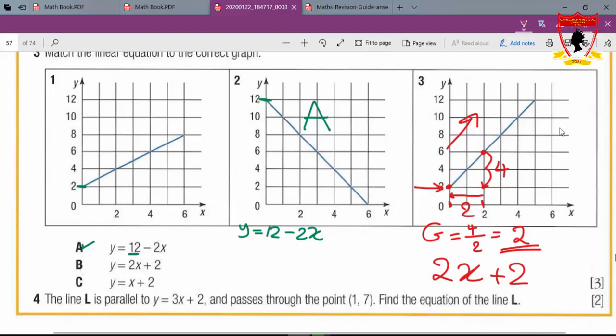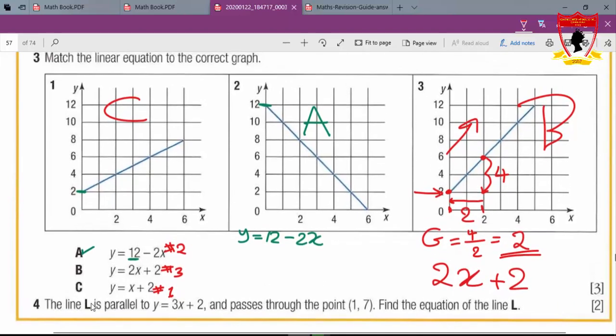So question 3 has equation B. So equation B belongs to the graph 3. This one was for the second graph, and obviously C is for the first graph. C comes up here. We matched each line to its equation.